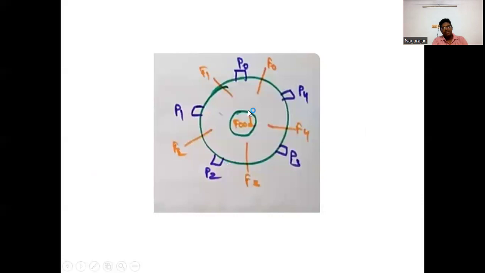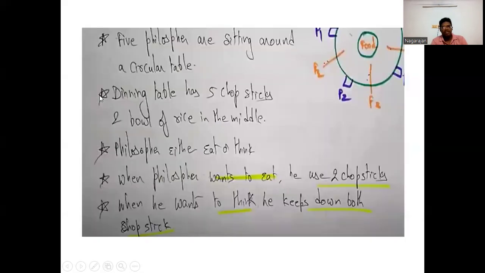Here, let's assume there is a dining table with philosophers P0, P1, P2, P3, P4, and forks F0, F1, F2, F3, F4, and so on. If a philosopher wants to take food, he needs two forks. Suppose he takes one fork and is unable to take the other, there is a problem, and he cannot eat. So you have to give an equal chance to everyone. That is the one concept here.